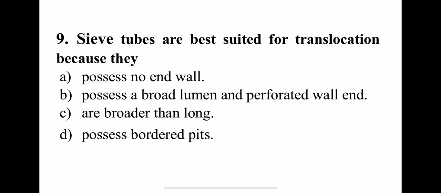is the correct answer. Next, sieve tubes are best suited for translocation because they, option A, possess no end wall, option B, possess a broad lumen and perforated wall end, are broader than long, and possess border pits. Here, sieve tube members are only found in angiosperms. They have pores which are larger and called sieve plates. They occur end to end forming the sieve tube, which aids better translocation of food. The answer is it has a broad lumen and perforated wall end, hence it is best suited for translocation.